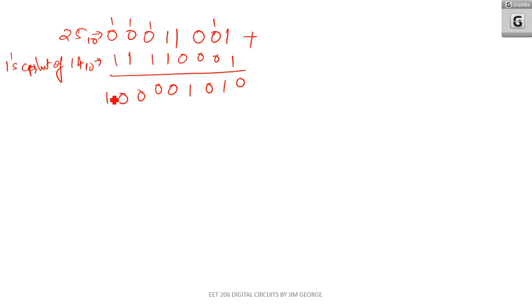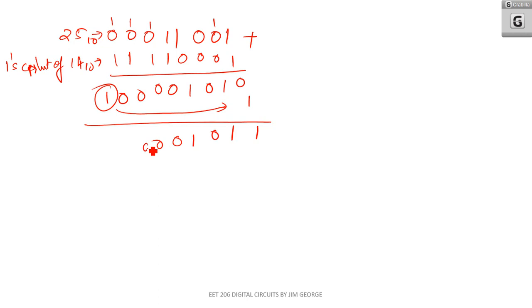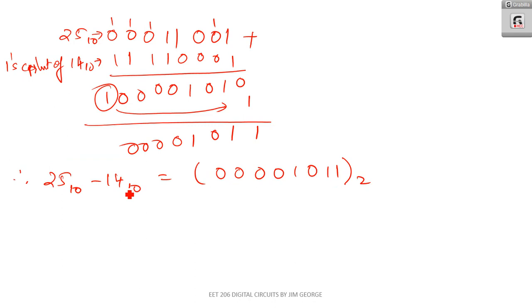Now see, here you are getting the carry, so you need to add that carry. So plus 1 here, so I will add that carry here. So what is 0 plus 1? 1. 1 1 0 1. Again you will get 4 zeros, 1 2 3 4. Therefore we can write 25 to the base 10 minus 14 to the base 10 is equal to 0 0 0 0 1 0 1 1 to the base 2. So since carry is there, you have to add the carry.